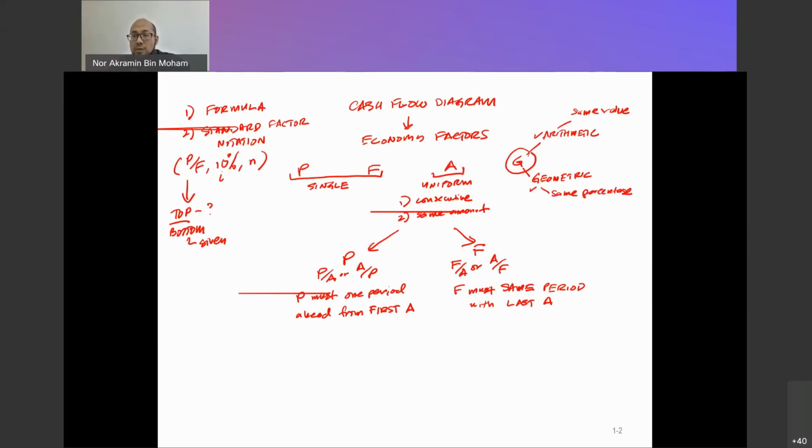Okay, that has been covered in the video, so you can look in detail at that to get the understanding to apply these gradients. So I think that was some quick revision on these economic factors that students must be able to really understand, able to use, and able to apply to solve any type of cash flow diagram.